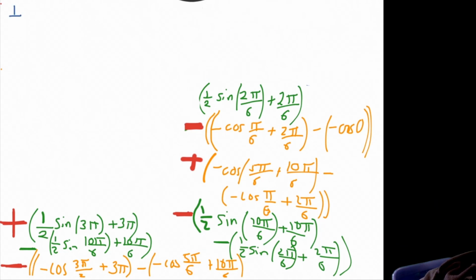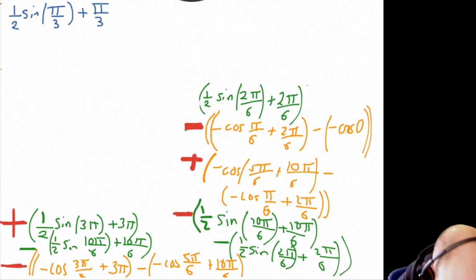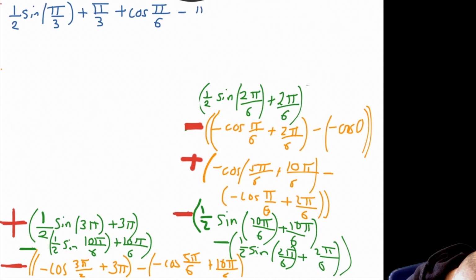So we've got half sine pi by 3 plus pi by 3. Now we've got minus, minus, so we're going to get plus cos pi by 6. Minus and plus is going to be minus pi by 3. Then we've got minus, minus, minus, which overall is going to be a minus cos of 0. So that's minus 1. On to the next line.